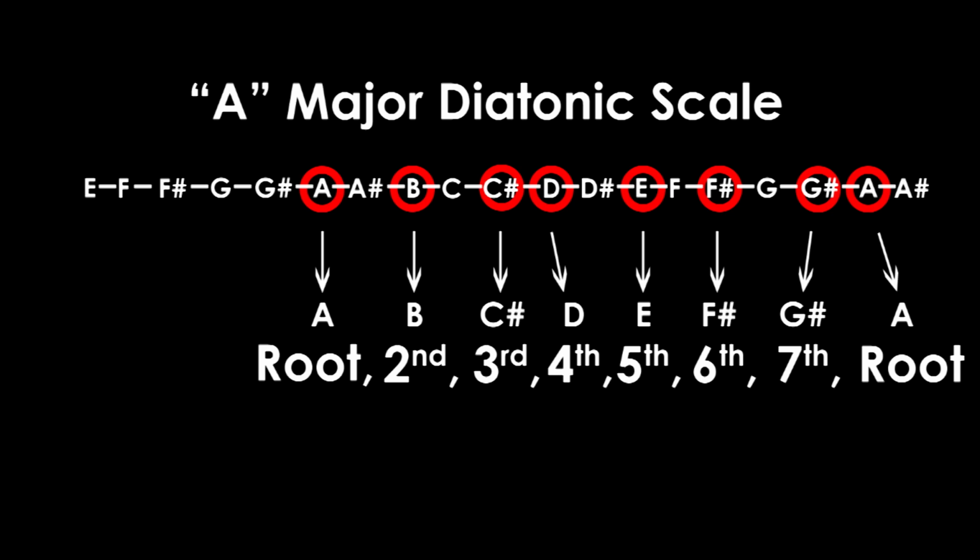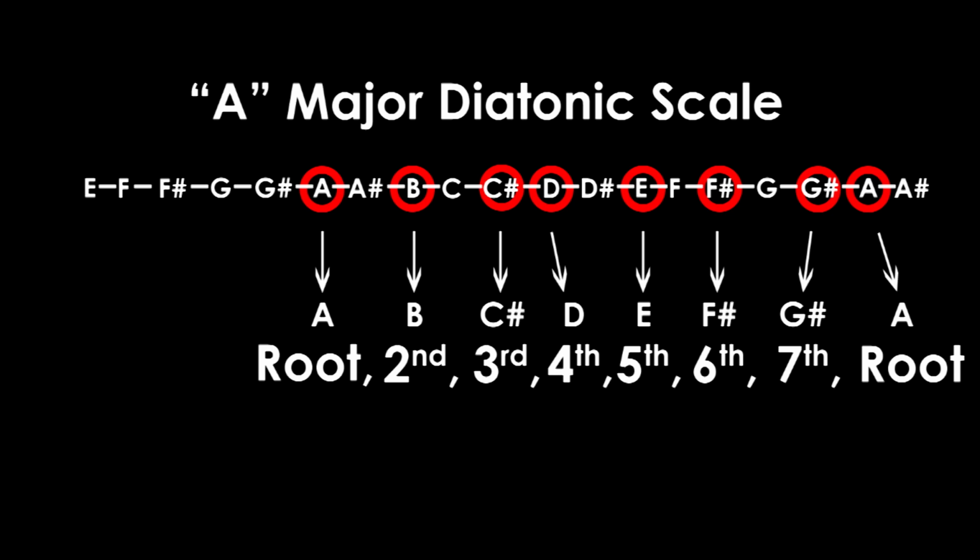So in the scale of A major diatonic, a fifth is an E, a third is a C sharp, a sixth is an F sharp. Now this knowledge comes in handy when you're talking about notes that harmonize. And it also comes in handy when you're playing two flutes together that are different keys.